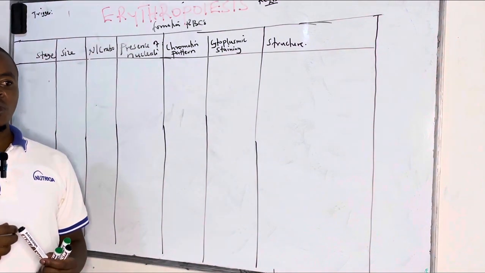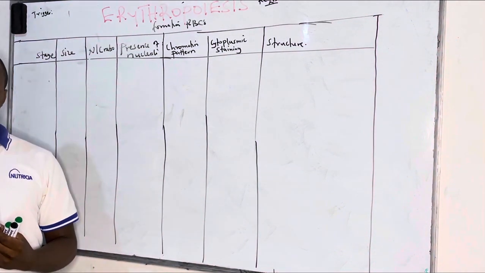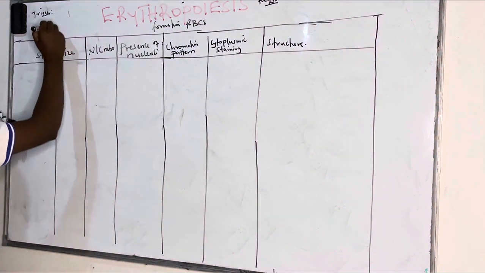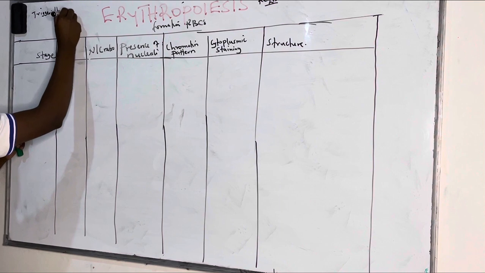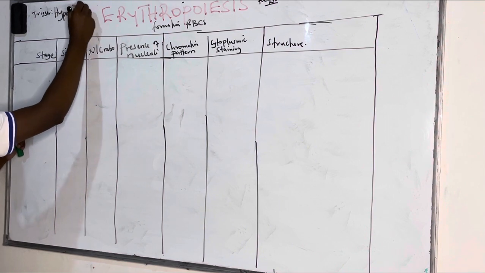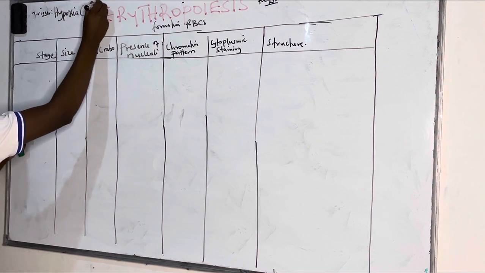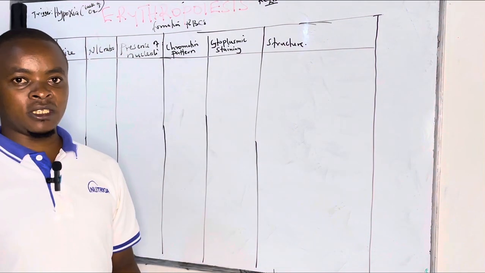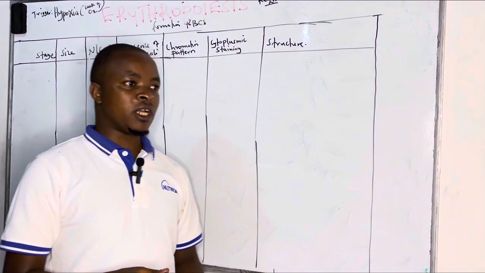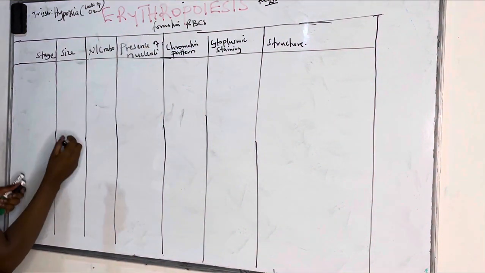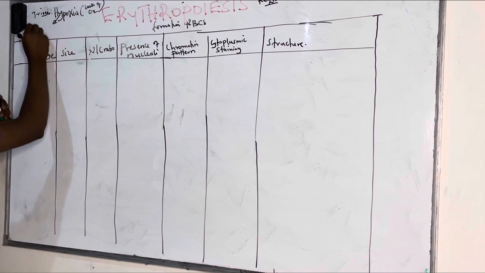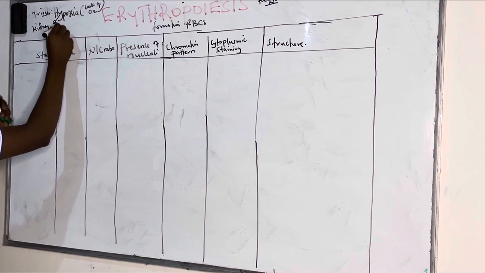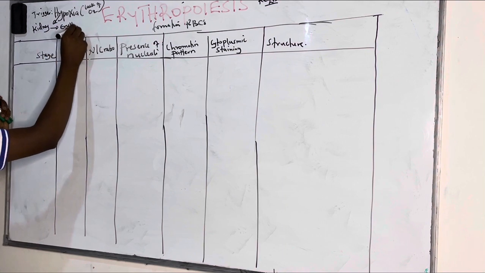hypoxia. When does the common myeloid know that it should produce red cells? The trigger factor is hypoxia, whereby hypoxia is lack of oxygen. When the body is lacking enough oxygen in the tissues, we see the kidney. Hypoxia triggers the kidney, the juxtaglomerular apparatus of the kidney, to release erythropoietin hormone.